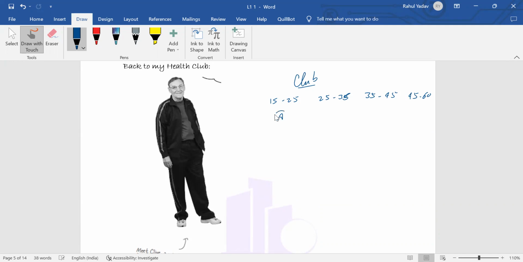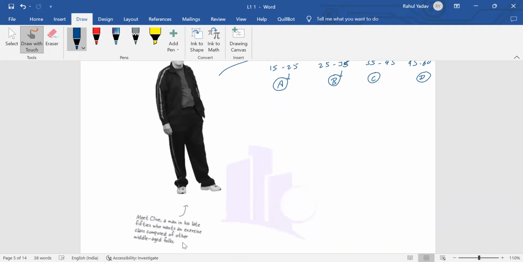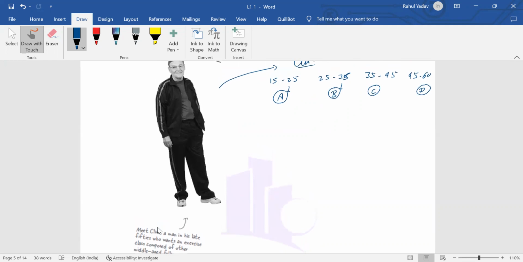And we have a particular class A for this age group, class B for this age group, C for this one, and D for this one. So let's assume this guy came to my club and said, can you assign me a particular class so that I can exercise with middle-aged people, as he is in his mid 50s. Technically he falls in this particular data.